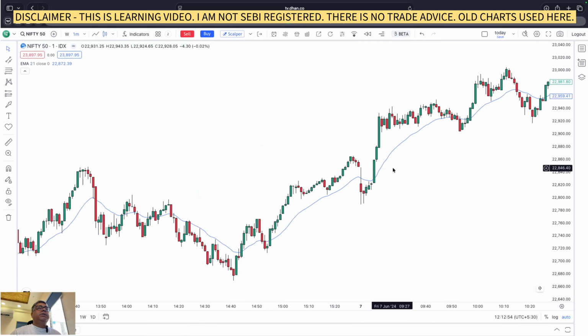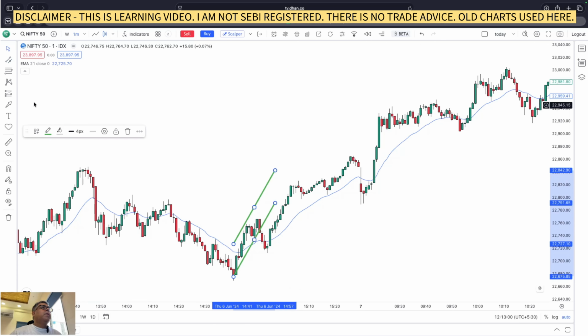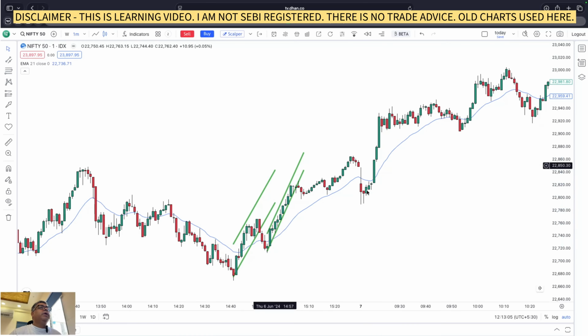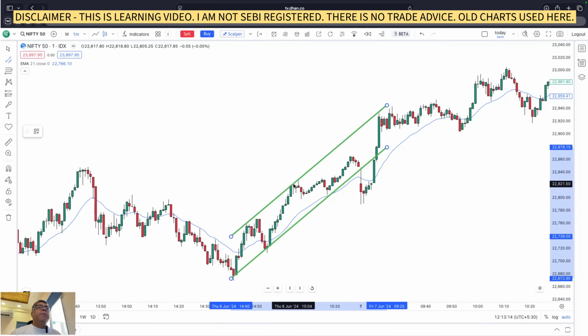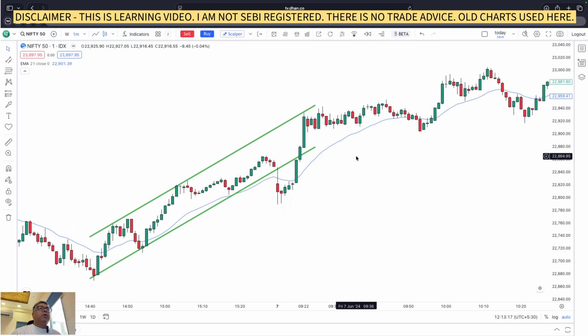Let's see the previous day. The market was in a bull channel. There were 2 legs, 3 legs, 4 legs. Let me draw a single white channel. The market was in a bull channel. There was a break when they were opening on this day, 7th June 24. After the break, we know there will be an attempt to form a new high as per the price action rule for trend. This was the high. This was the break of the trend line.